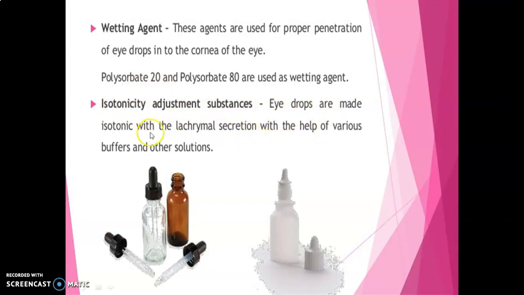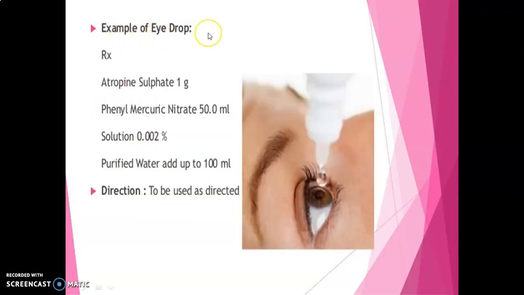Eye drops are made isotonic with the lacrimal secretion with the help of various buffers and other solutions. Then an example of eye drops. Rx: atropine sulfate 1 gram, phenylmercuric nitrate solution 0.002% 50 ml, purified water added up to 100 ml. Direction: to be used as directed. This is the diagram of instillation of eye drops into the eye.